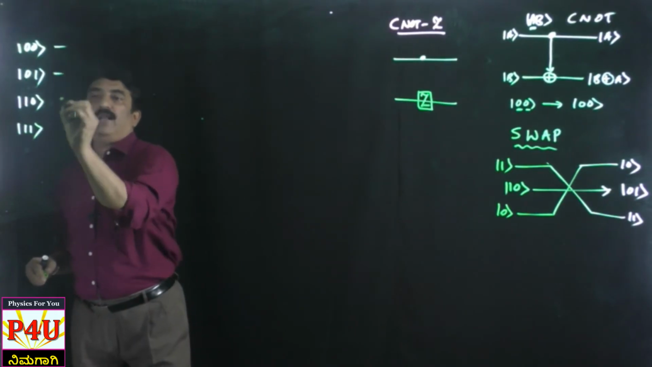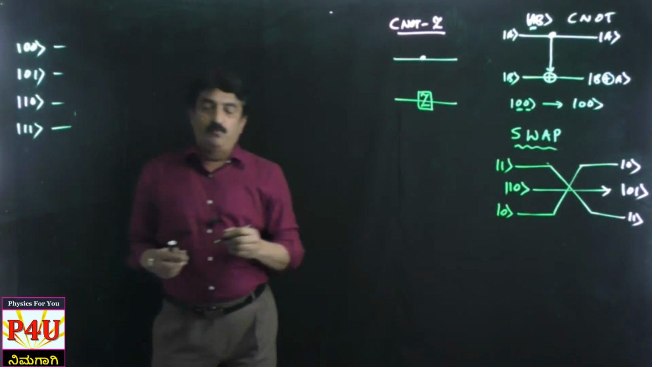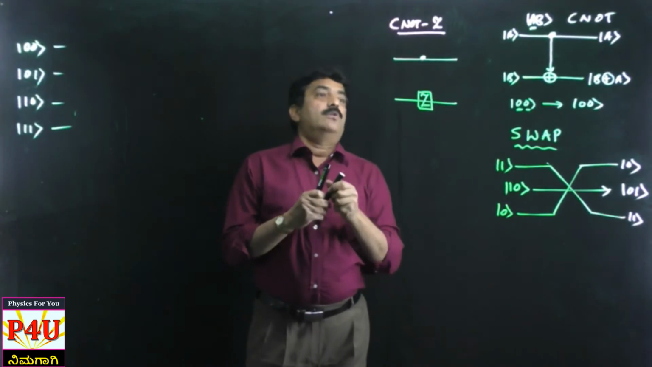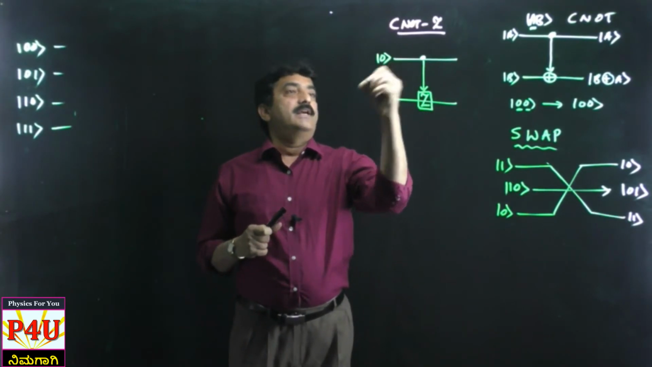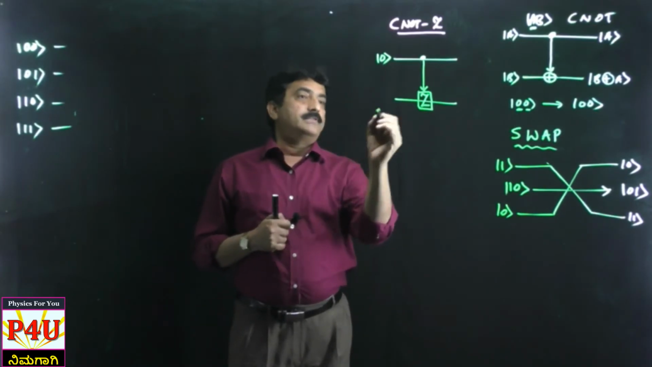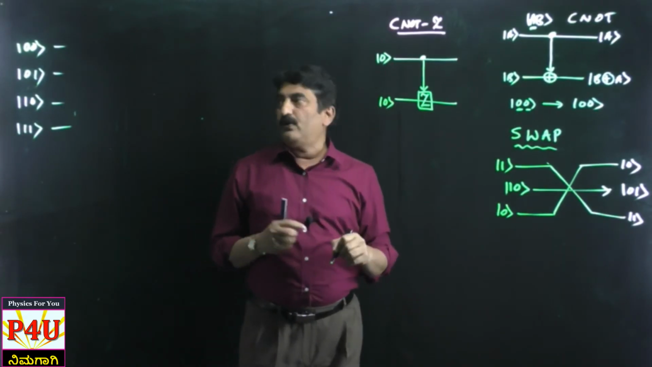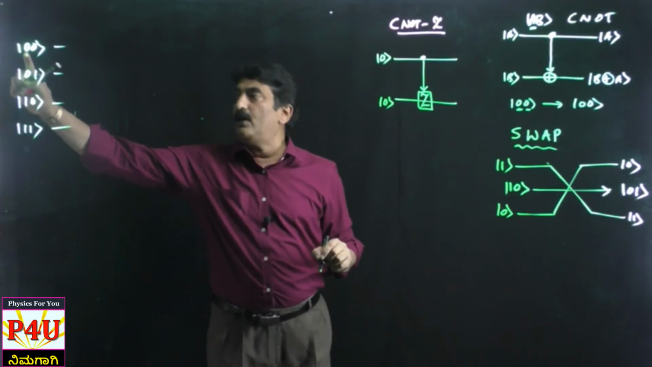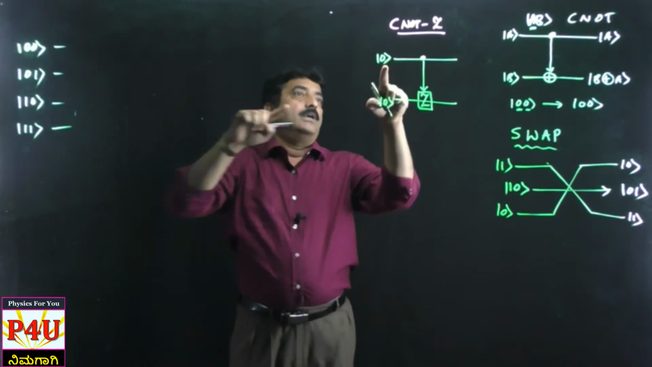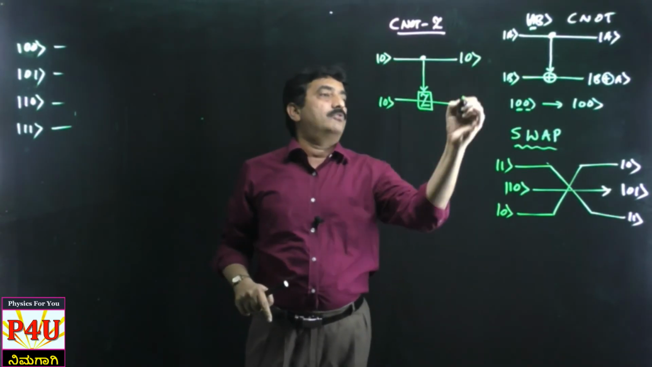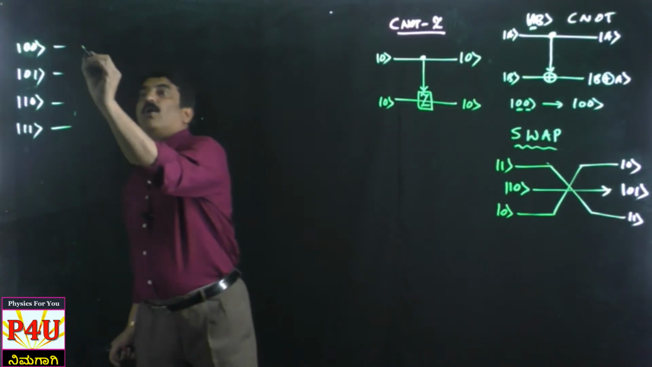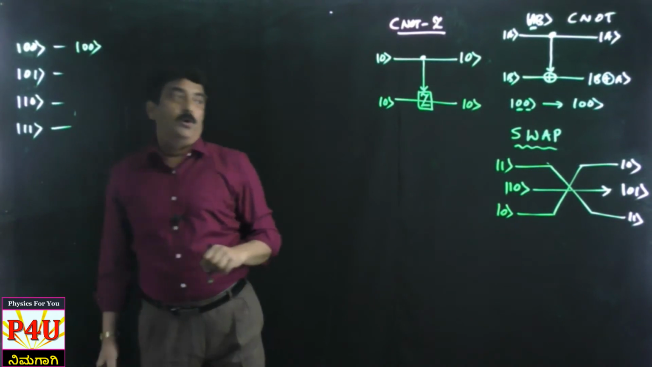Let us see what will happen. Input and output. I draw the line here. So this is ket 0, ket 0. The first one is control, next is target. So control 0 will not act on the target because control is in the 0 state. So it comes out without any problem. So the output is also 00.